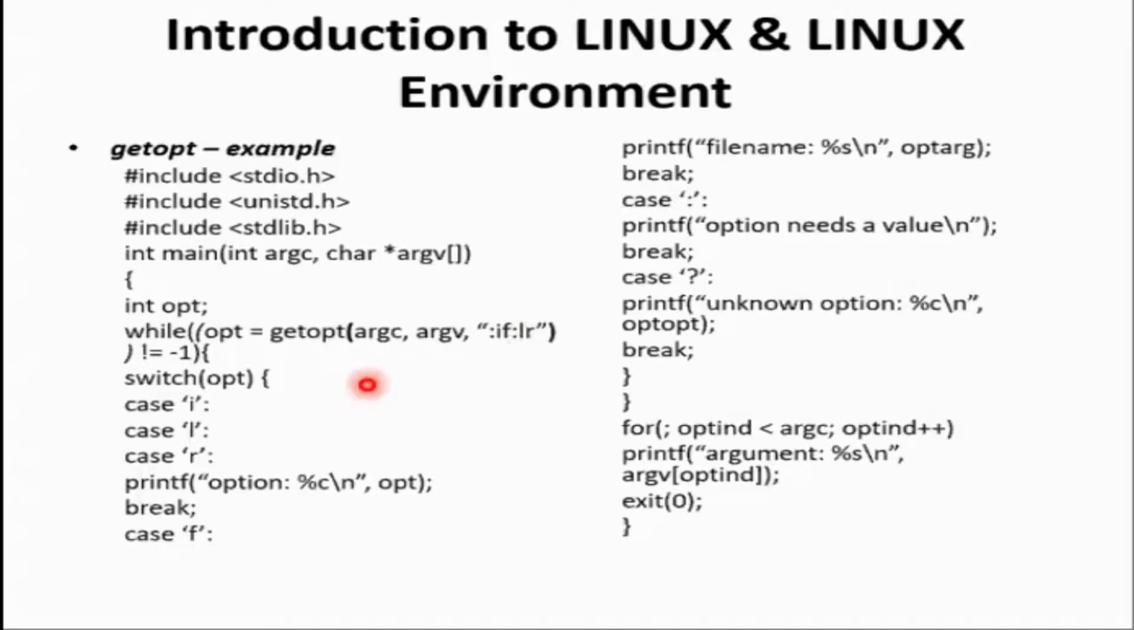So within the switch of option, we are going to specify what is the option. If it is case I or case L or case R, for these three options I want to print option. If it is I, L or R. If it is F, then I want to print file name. Then if it is colon, an option needs a value that I have specified. Then if it is question mark, it means it is an unknown option. The unknown option is available in OPT.